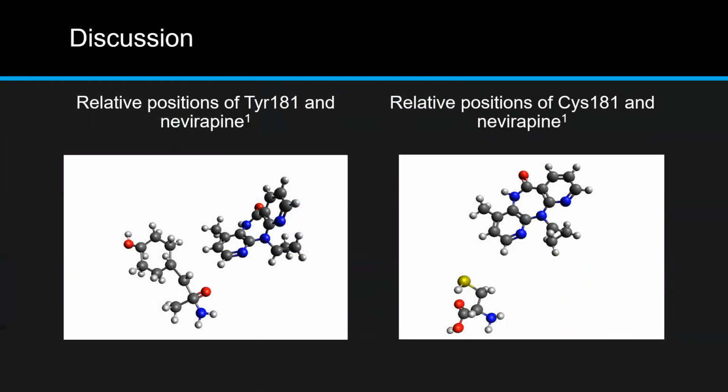So here you can see the relative positions of the 181 residue and nevirapine modeled. The side chain of cysteine, the sulfur atom, is going to have a repulsive van der Waals interaction with the ring structure in the nevirapine molecule, and that is in contrast to the tyrosine molecule at the 181 residue, which is going to have an energetically favored interaction with the nevirapine molecule.